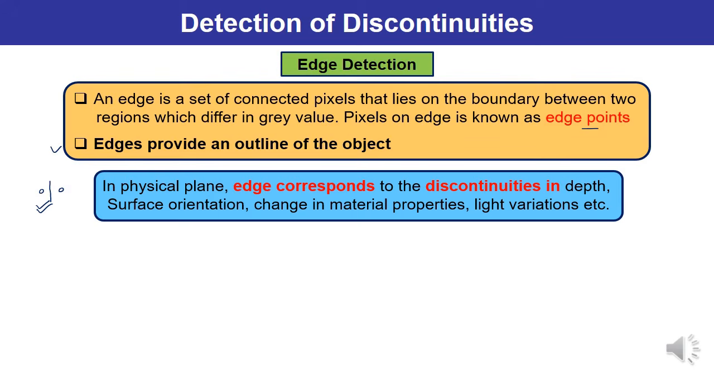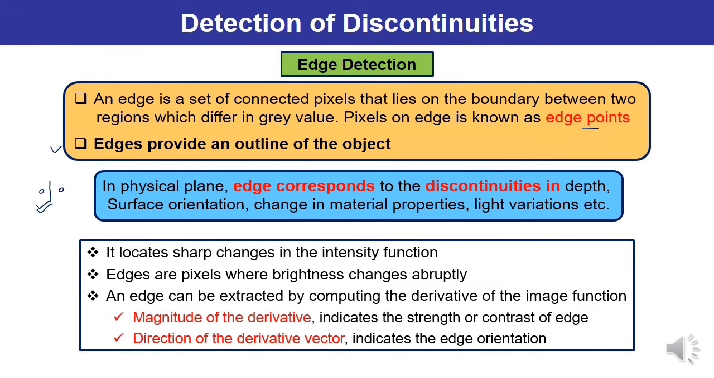Because their position and orientation remain the same in space when viewed from different points. See, if you are plotting an image of a flower, you can see how the edges are going to vary over there. So, an edge actually locates sharp changes in the intensity function. Edges are nothing but the pixels where brightness changes abruptly, as I gave you the example of a ball. And an edge can be extracted by computing the derivative of the image function.